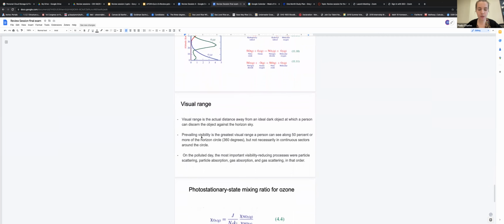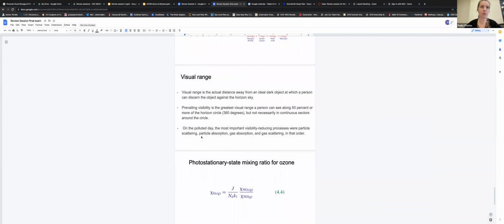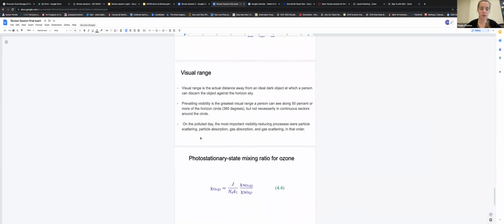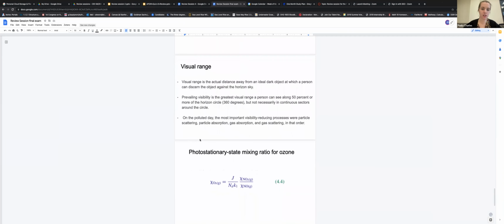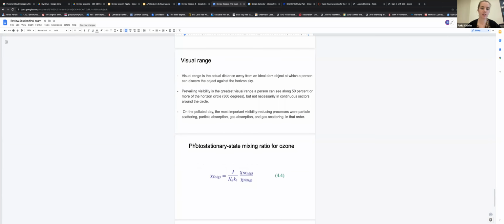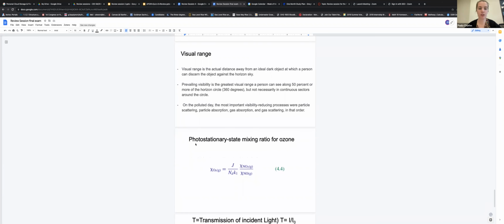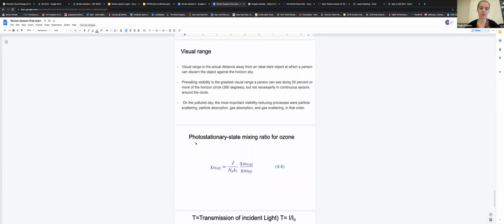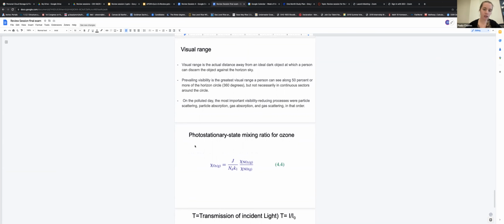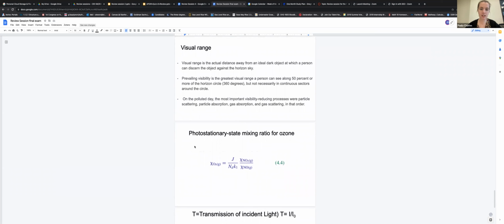Then about visual range, I feel like all those concepts are pretty broad, and we have reviewed them in homeworks and review sessions. So we just want you to make sure that you remember them. For visual range, what is visual range, and look at prevailing visibility: along 50% or more of the horizon circle, how much can you see? You add up the visibility ranges up to 50%, and that's going to give you your prevailing visibility.